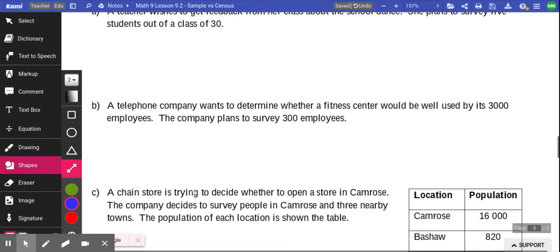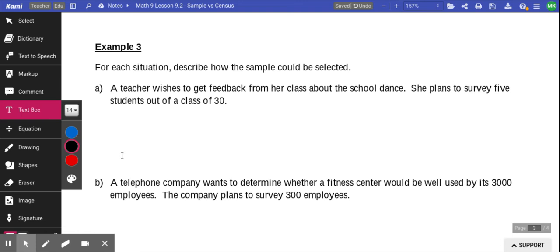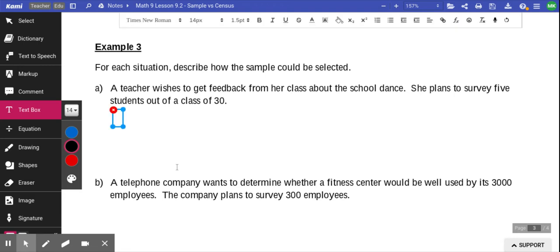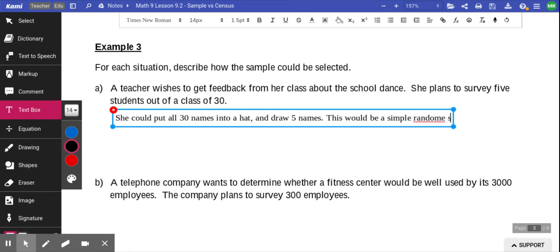We've got some situations here. We are going to describe how the sample could be selected, or we're going to just discuss how it was selected. A, it says, a teacher wishes to get feedback from her class about the school dance. She plans to survey 5 students out of a class of 30. How could she create this sample? I think the best way to do this, if she's doing it from just her class, is she could put all 30 names into a hat and draw 5 names. This would be a simple random sample. It's a simple system. We just threw the names in the hat, and then we randomly chose them.